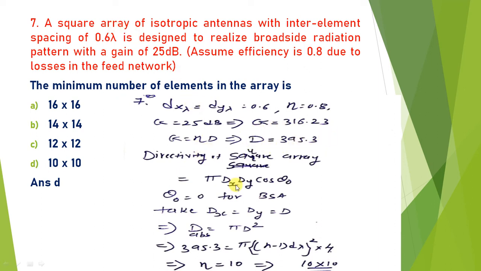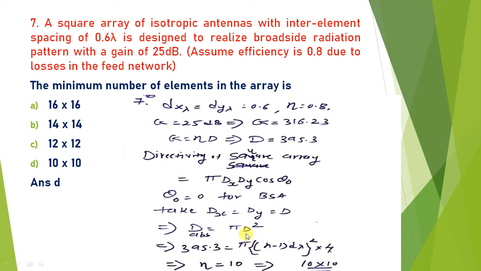Now directivity of square array is equal to pi Dx Dy cos theta 0. For broadside array, theta 0 is equal to 0, so cos 0 is equal to 1. So now directivity is equal to pi Dx Dy. Dx is the directivity in x direction, and Dy is the directivity in y direction. So we have to find Dx. You already know Dx is equal to 2L, and L is equal to n minus 1 multiplied by spacing. We assume that Dx and Dy both are the same, so overall directivity is equal to pi D square.